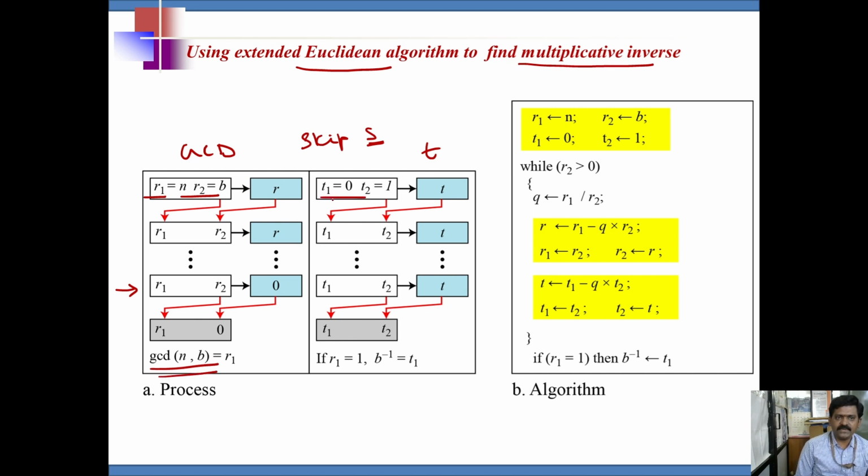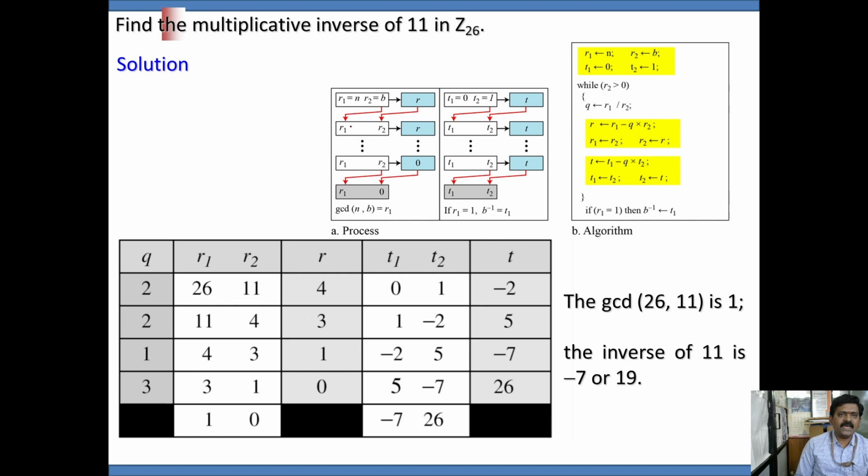Similarly, we assign the T variable and continue updating the T variable. Finally, once we have the remainder as 0 and we are able to find the GCD as R1, the corresponding T1 is the multiplicative inverse of the given number. So let us look at an example. Imagine we are looking for the multiplicative inverse of 11 in Z26. That means n is equal to 26 and the number for which we are going to find the multiplicative inverse is 11.